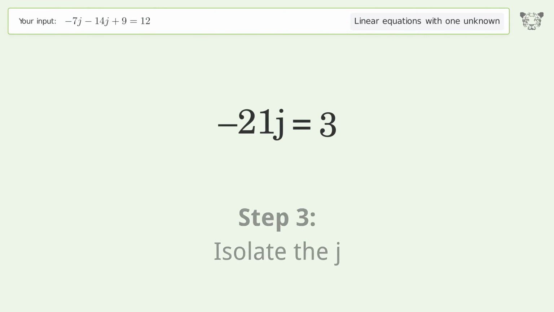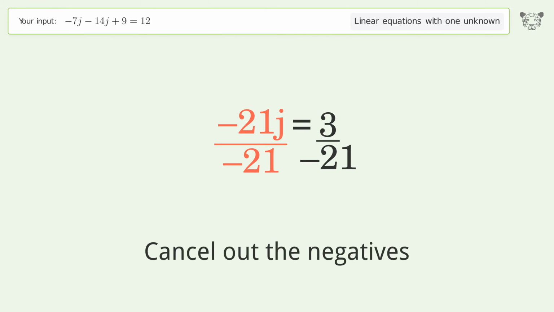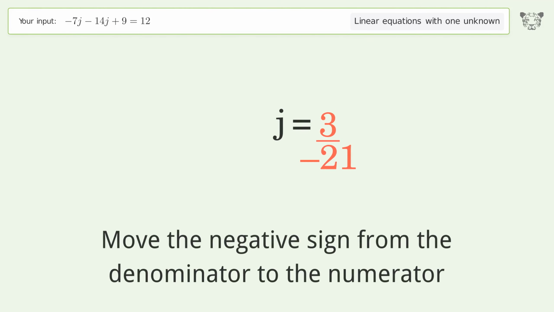Isolate the j. Divide both sides by -21. Cancel out the negatives. Simplify the fraction. Move the negative sign from the denominator to the numerator.